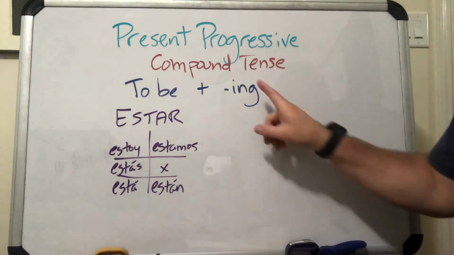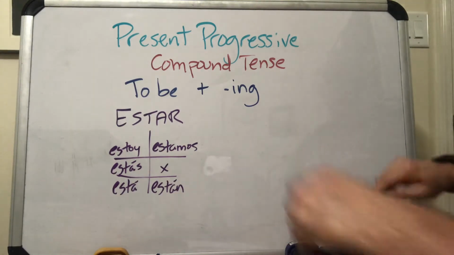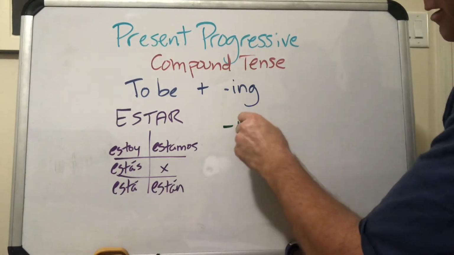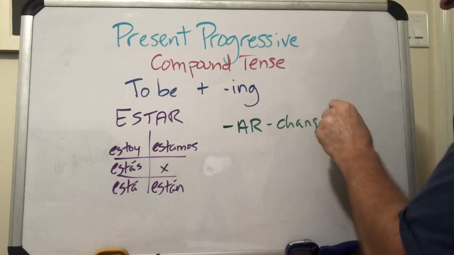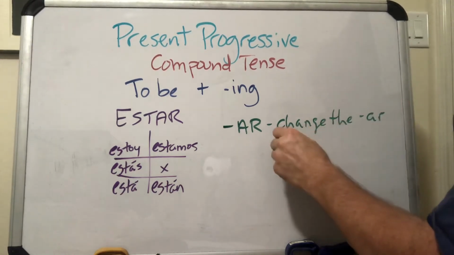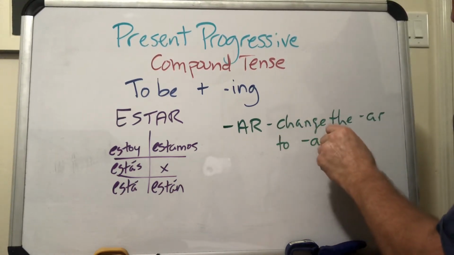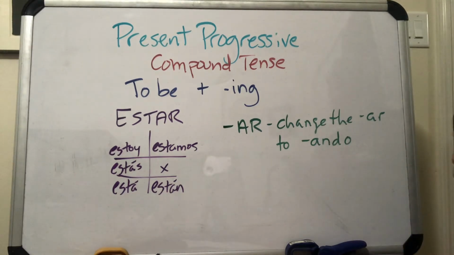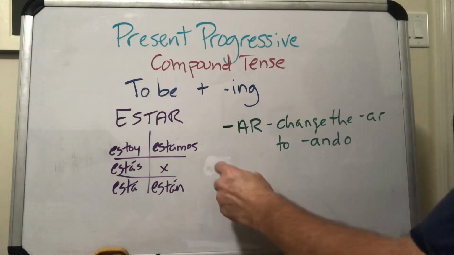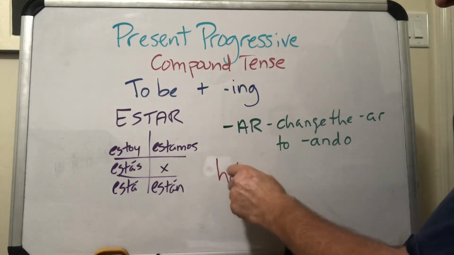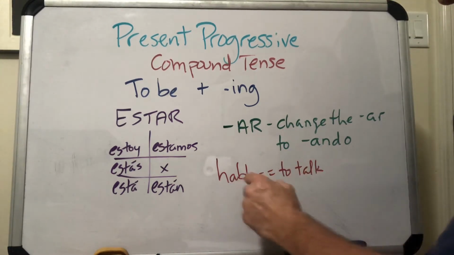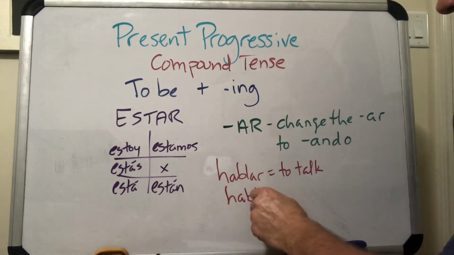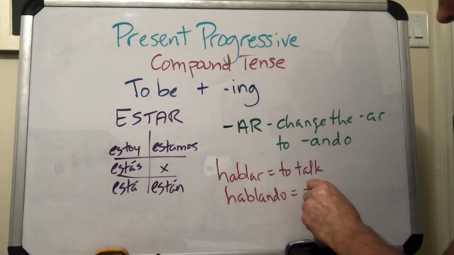All right. Now, how do we change verbs to the ing in Spanish? So if it's an AR verb, we're going to change the AR to ando. So the end of my verb will now be ando instead of AR, okay? So for example, the verb hablar means to talk. But if I change the AR to ando, so now I have hablando, that's now talking.